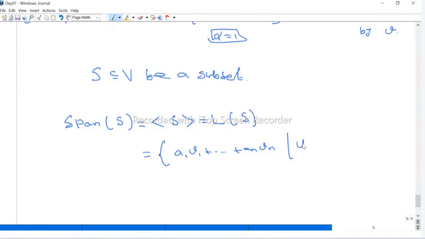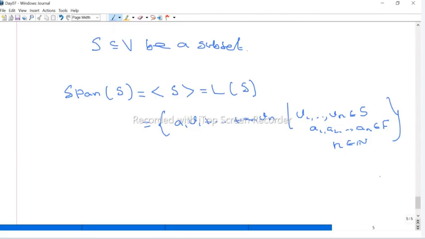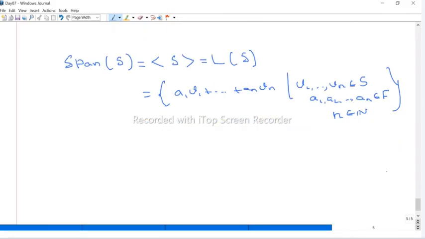So here v1, v2, etc., vn are elements of the set S, and a1, a2, etc., an are scalars, and n is any natural number. n is not fixed. You can take only one vector, or a combination of 2 vectors, 3 vectors, all possible combinations. So this is the span of the set S. We can easily show that this is a subspace, because if we take a1 equal to 0, a2 equal to 0, an equal to 0, we get 0 plus 0 plus 0, so 0 is there. If we take any two elements, the sum is also there, and scalar multiplication is also there. So we can easily show that this is a subspace.